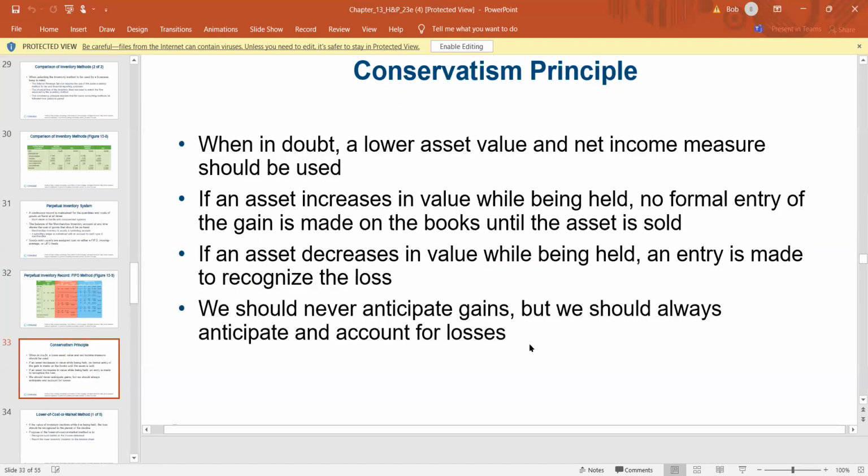I'm going to skip that. Okay, here's something to chat a little bit about. The conservatism principle. That is a generally accepted accounting principle. Remember that from chapter 1, GAAP? Conservatism basically says you must always anticipate and report a loss. You can never anticipate a gain, okay? So when in doubt, a lower asset value and net income measure should be used. If the asset increases in value, no formal entry of the gain is made.